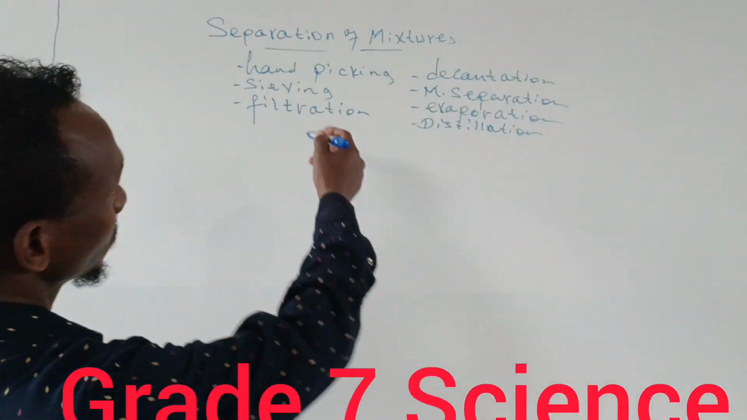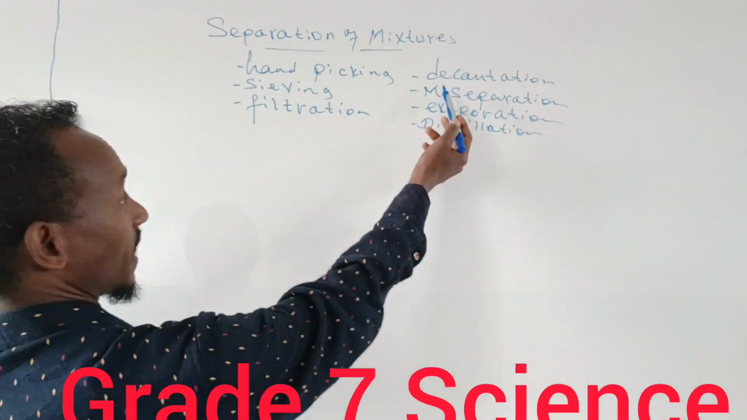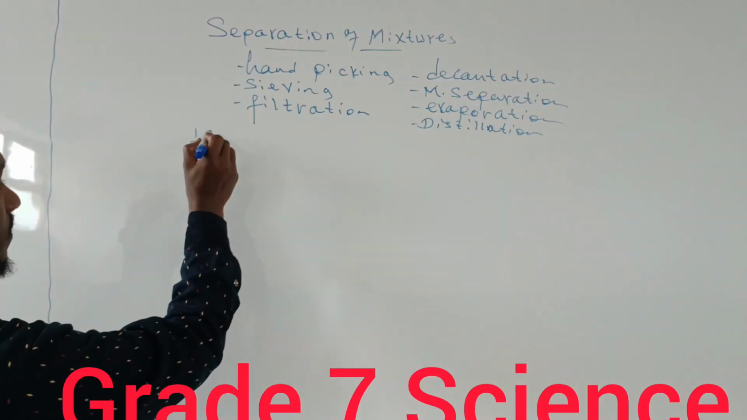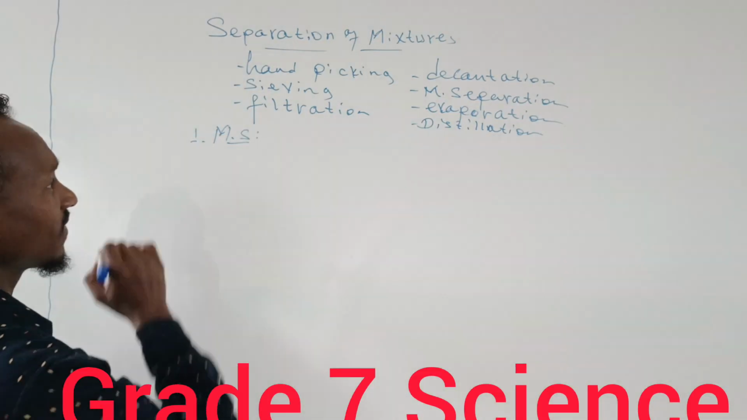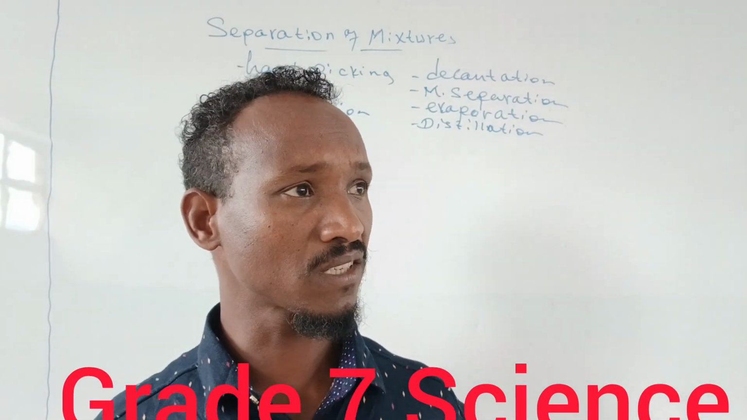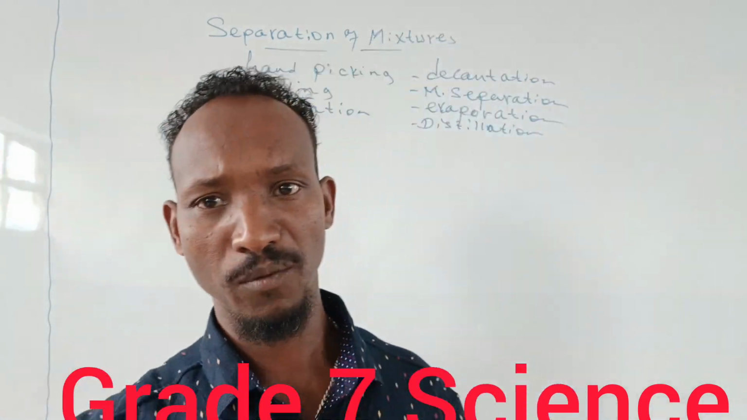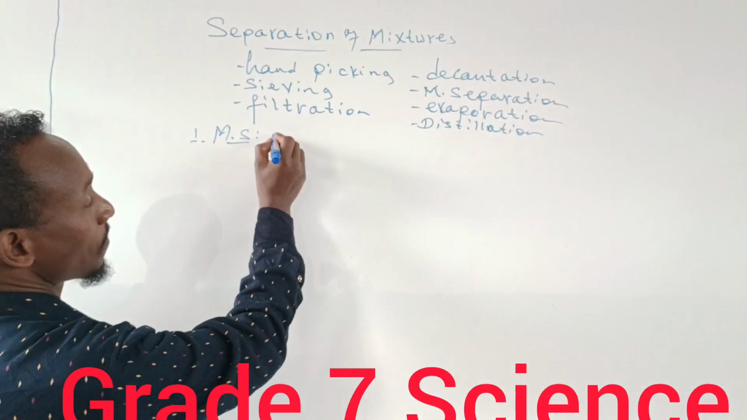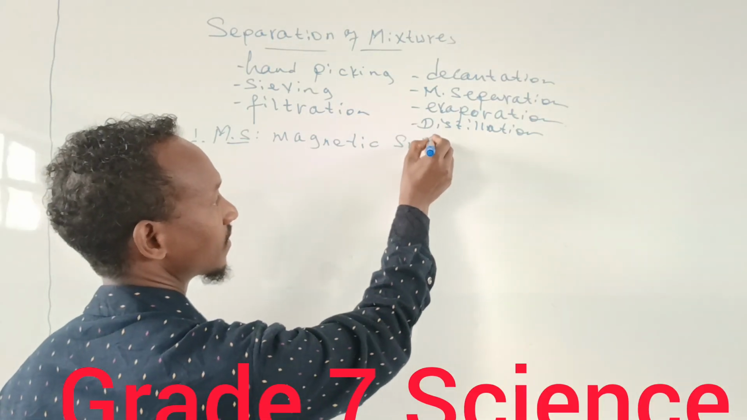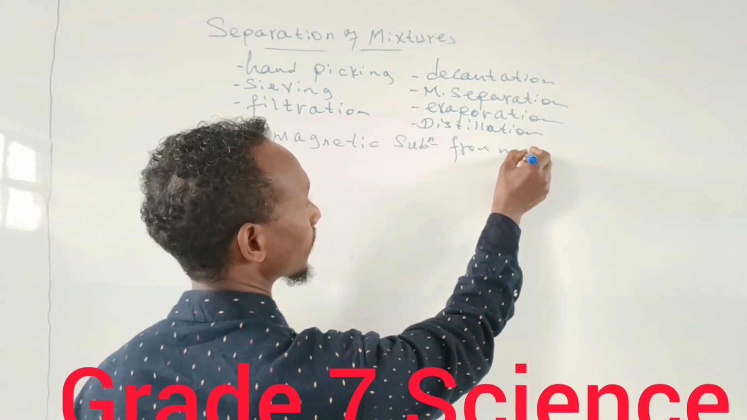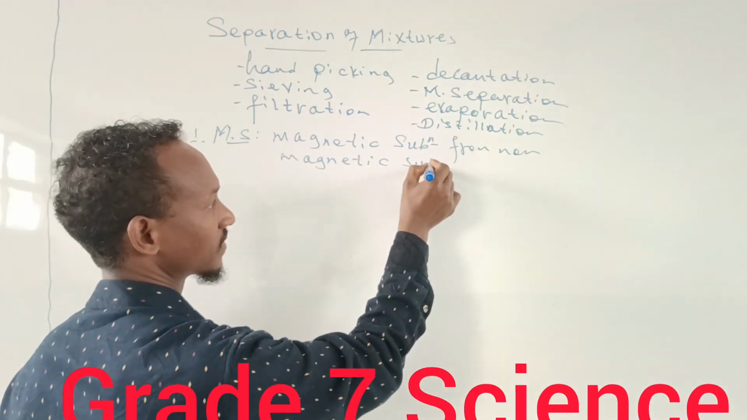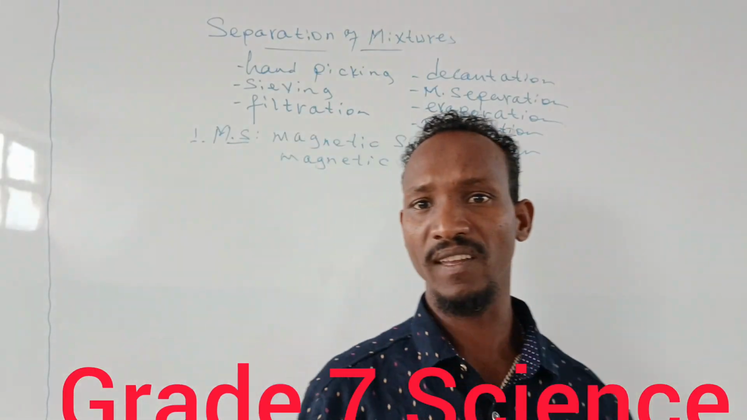Okay? So we will take filtration, decantation, magnetic separation, evaporation, and distillation one by one. The first one is magnetic separation. Magnetic separation is a technique or method of separating mixtures into their useful components, used to separate magnetic substance from non-magnetic substance. This is what we call magnetic separation.